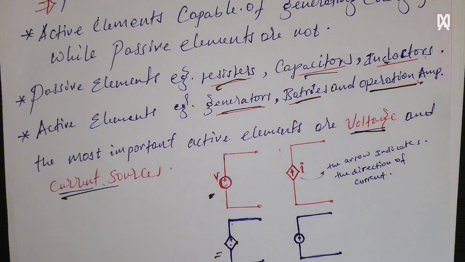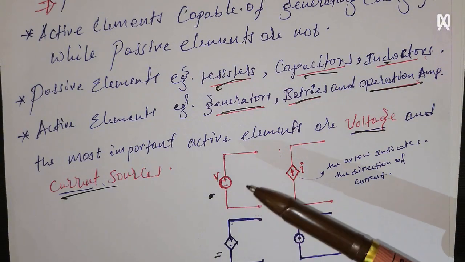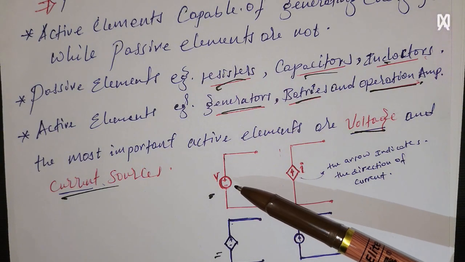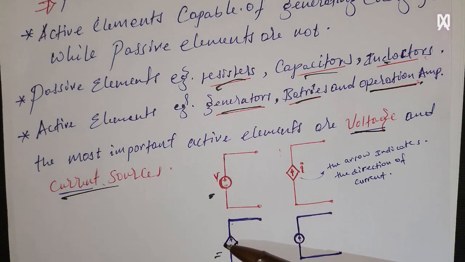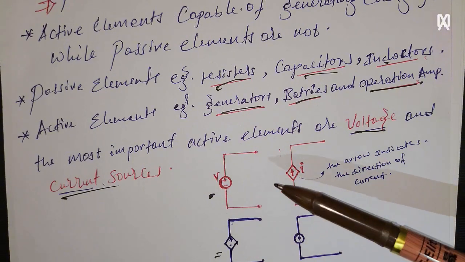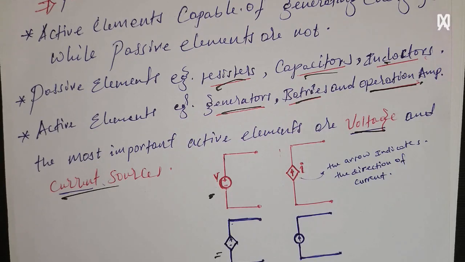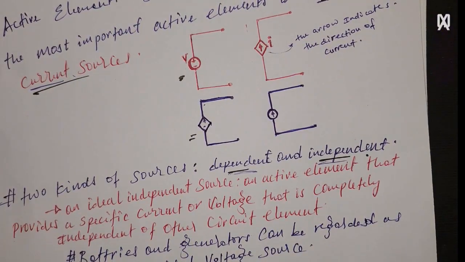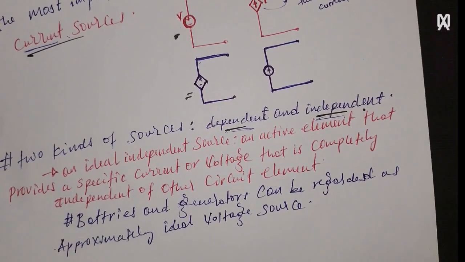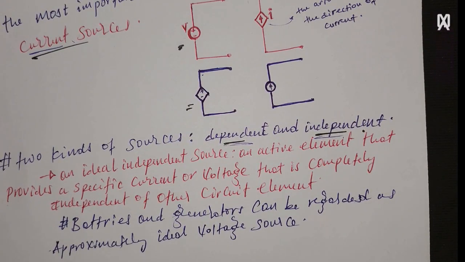The voltage source is depicted like this, with polarities, positive and negative. When it is dependent, it is like this one, and for independent it is circular. So there are two kinds of sources: dependent and independent sources. An ideal independent source is an active element that provides a specific current or voltage that's completely independent of other circuit elements.